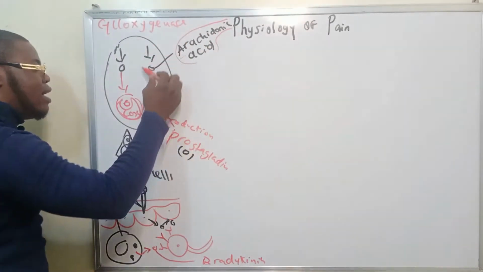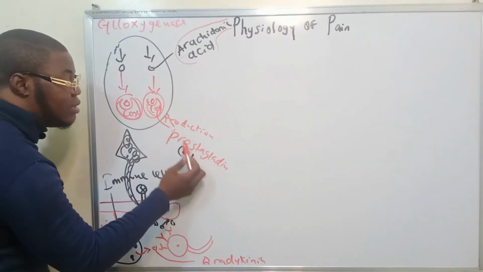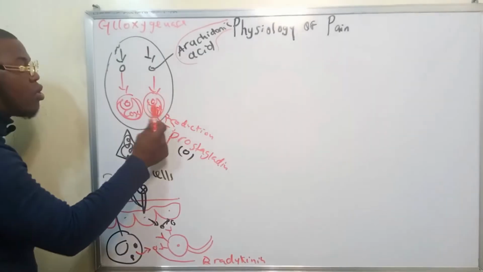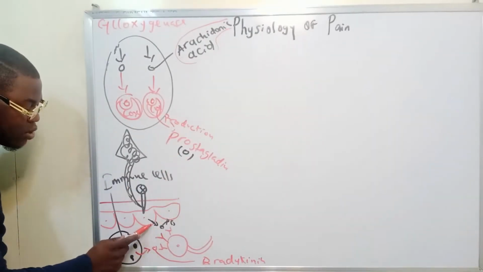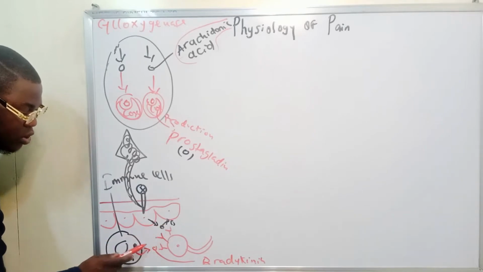Arachidonic acid. And the arachidonic acid will bind with what? With COX. And the COX will produce what now? Prostaglandin. And now, this prostaglandin is going to be released. So, what is going to happen to them?